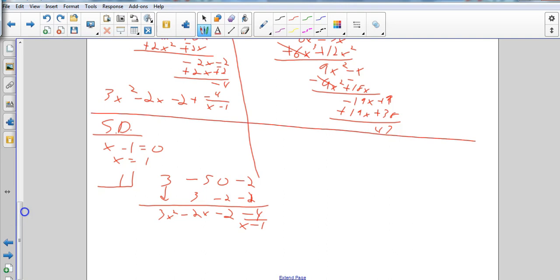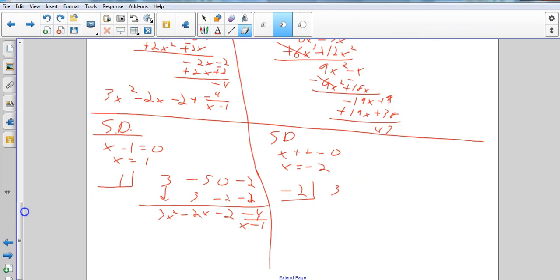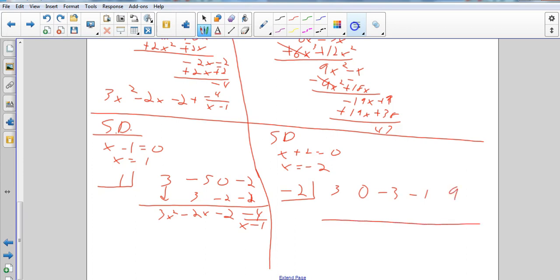The synthetic division version of that, once again, start off with x plus 2 equals 0. That gives me x equals negative 2. So that's going to be the number that goes in the box. Now I just write my coefficients. 3, no, sorry, got my 0 again. Very bad habit. There's my x cubed, my x squared, my x, and my constant. Draw my line.